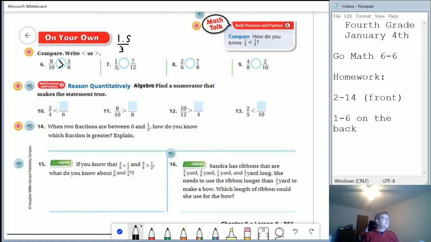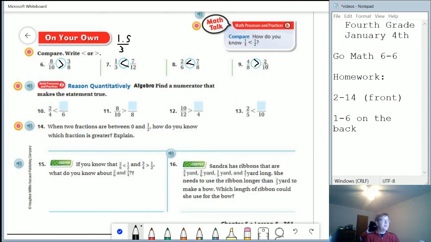All right, so this is really close to 1/2, but it's not. This is going to be larger than 1/2 by a little bit. So 6 out of 12 would give us 1/2. So this side's going to be bigger. So if we're writing the symbol, it would be 1/3 is less than 7/12. This one is also going to be less than, and then this one is going to be greater than.